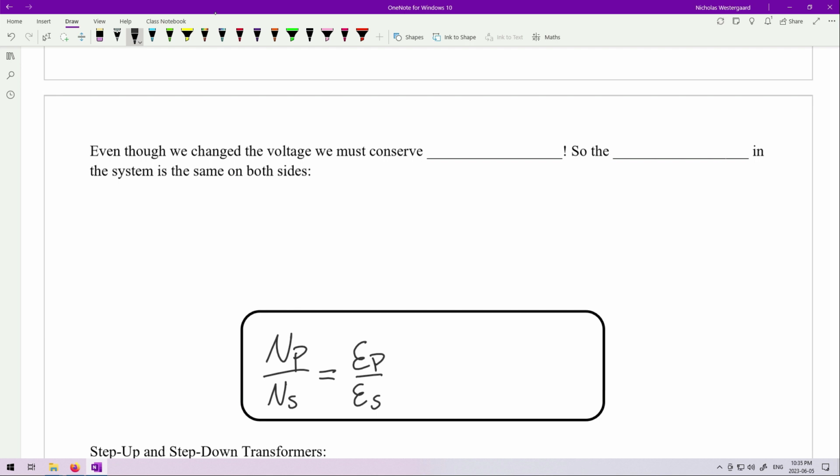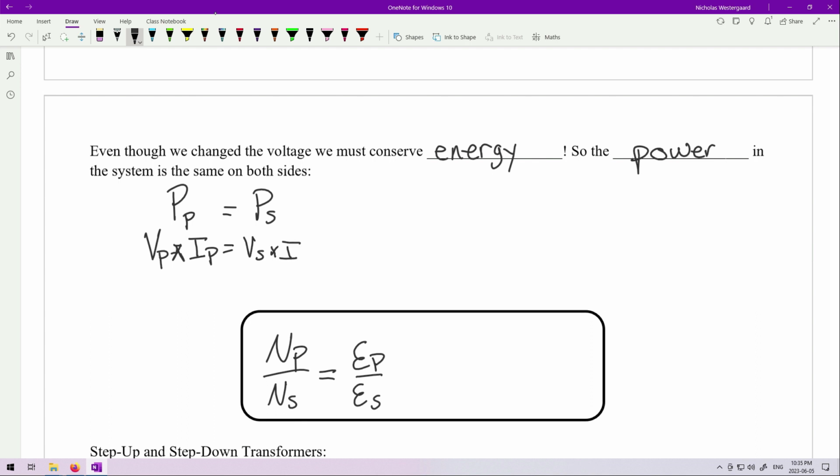But even though you're changing the voltage, there is a fundamental law that we have to follow. You have to conserve energy. And so that means, well, since we're not actually measuring energy, we're actually going to be checking power, because power is just the rate of change of energy, should be the same for both sides. So the power in the primary coil should equal the power in our secondary coil. Now if we go back to that Ohm's power law that we had from before, the voltage in our primary coil multiplied by the current in our primary coil should equal the voltage in our secondary coil multiplied by the current in our secondary coil.